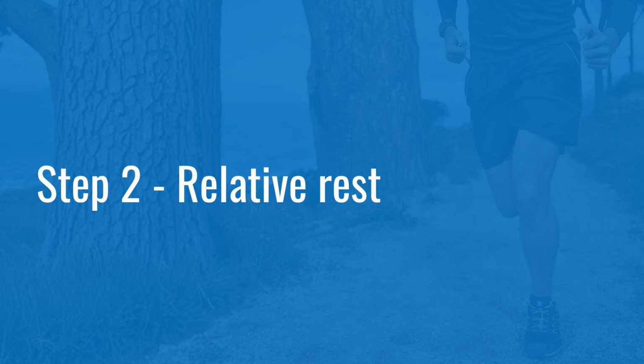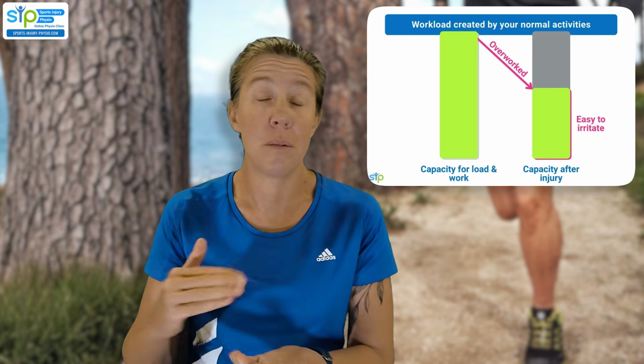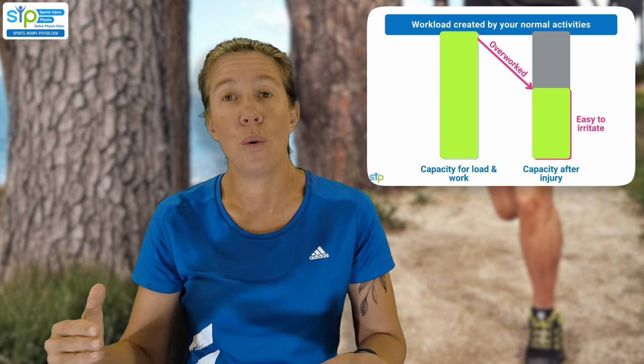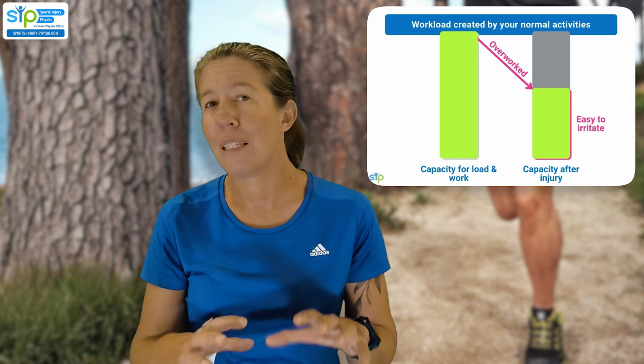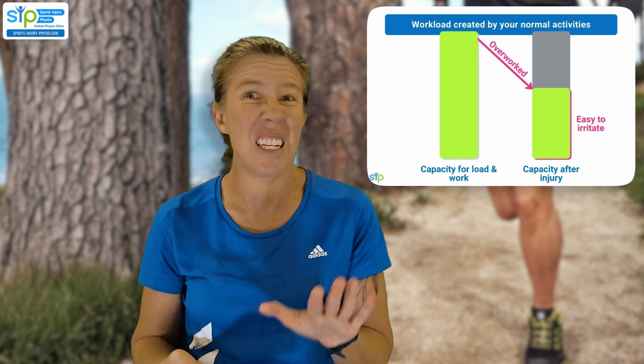Step 2 is relative rest. Now, whenever you're injured, that area of the body loses some of its capacity to deal with the forces of running. So it means it loses a bit of its strength, endurance, and it becomes super easy to irritate and to make the symptoms worse. Now, what the research is showing is that with the exception of stress fractures, most other injuries actually do better if you avoid resting completely, but remain active within limits of your discomfort or your symptoms. So with relative rest, you only cut out the things that really increase your symptoms, but you continue the things that don't really affect it.